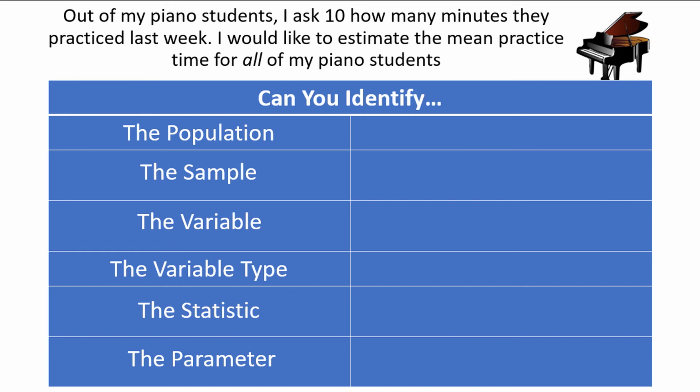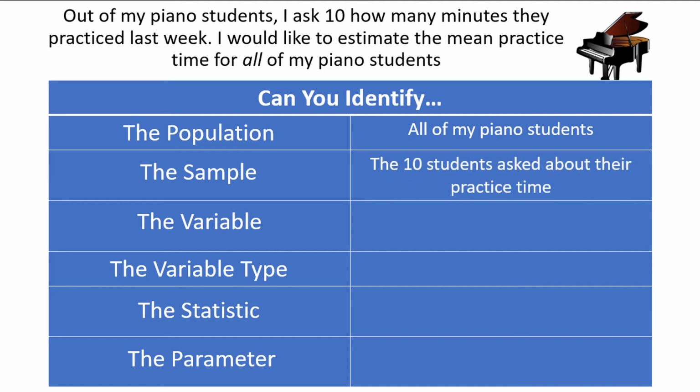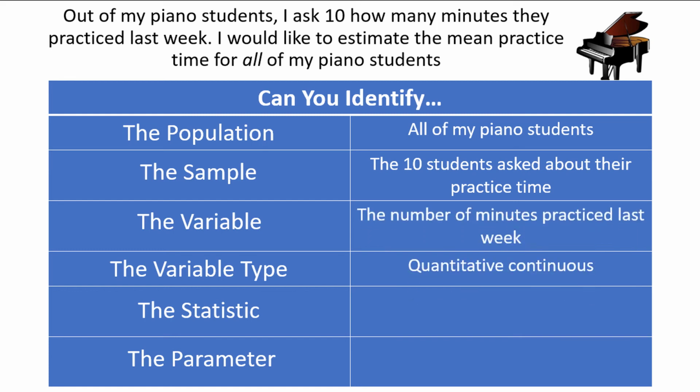Welcome back. Let's see how you did. The population is all of my piano students. It isn't all piano students in general, as my sample only included students that were taking lessons from me. The sample is the 10 students that I selected to ask about their practice time. The variable is the number of minutes practiced last week. The variable type is quantitative continuous. The number of minutes a student practiced in a week can be numbers like 125.92691. Although who is keeping track of their practice time that closely, really?